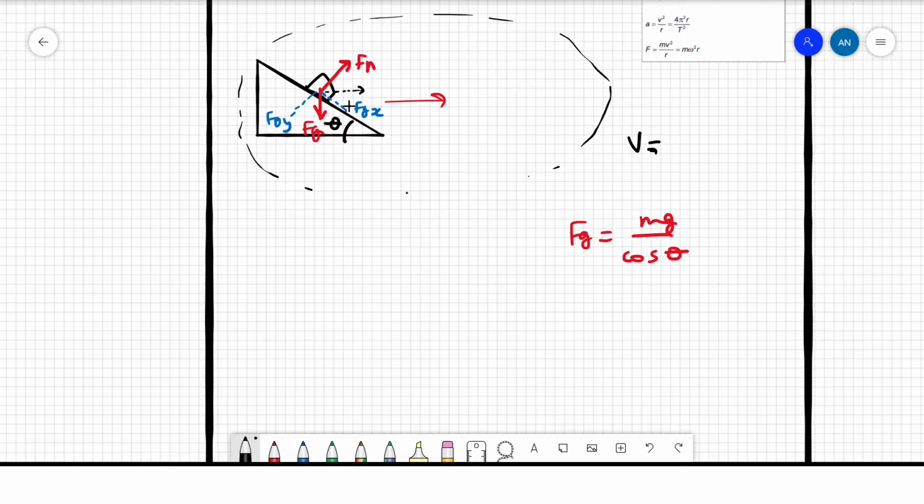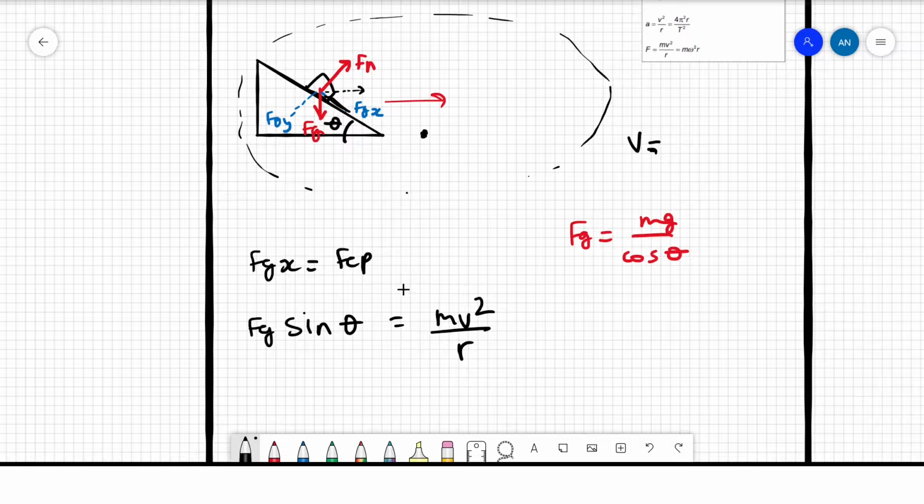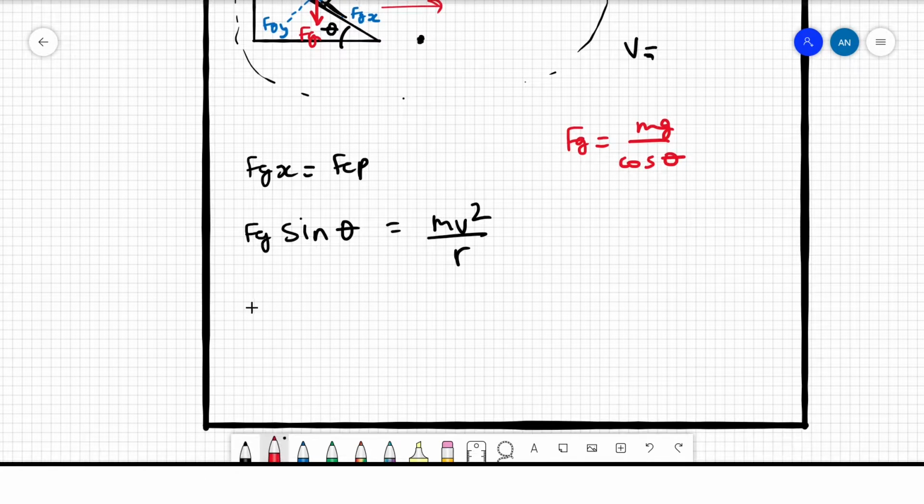Since Fgx is going towards the centripetal force, and since the center of the circle is indeed here, this is the Fgx force over here. And therefore, we know Fgx is equal to Fcp, the centripetal force. And since Fg is equal to mg over cos theta, we know Fgx would be Fg sine theta, and that's equal to mv squared over r. So we write mg over cos theta times sine theta equal to mv squared over r.